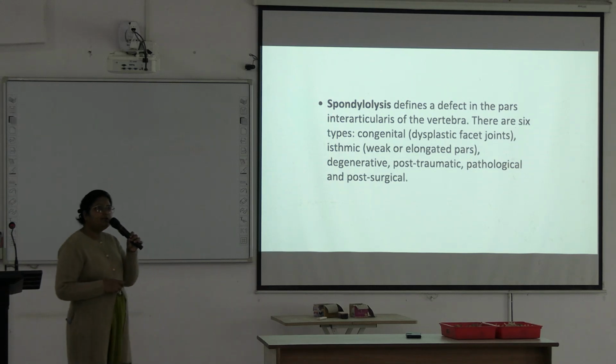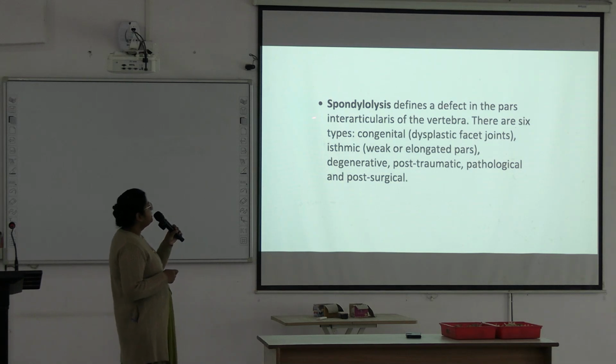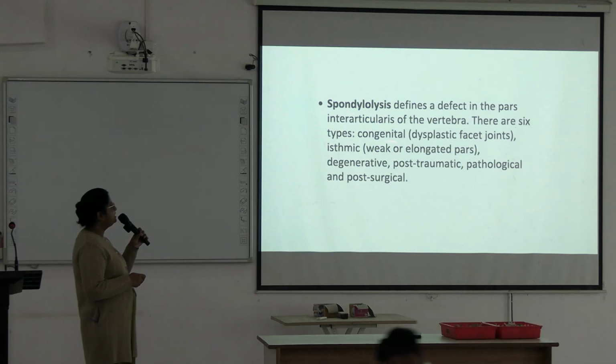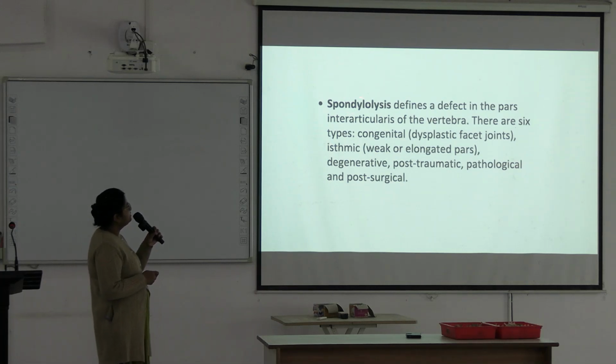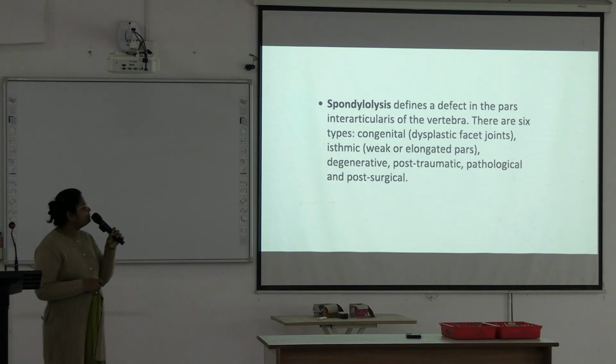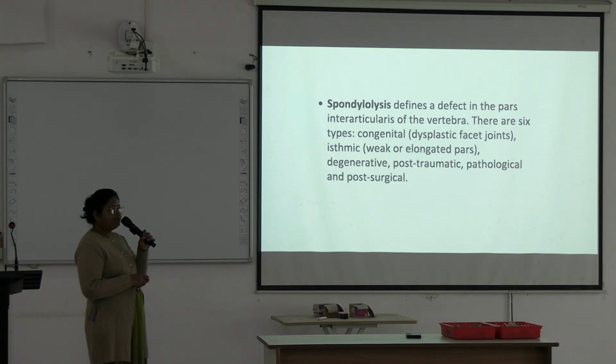Next we go to spondylolysis. It defines a defect in the pars interarticularis of the vertebra. And there are 6 types: congenital spondylolysis, that is known as dysplastic facet joints, isthmic, weak or elongated pars, degenerative type, post-traumatic, pathological, and post-surgical. All are the different types of spondylolysis. And what is spondylolysis? Defect in the pars interarticularis of the vertebra.